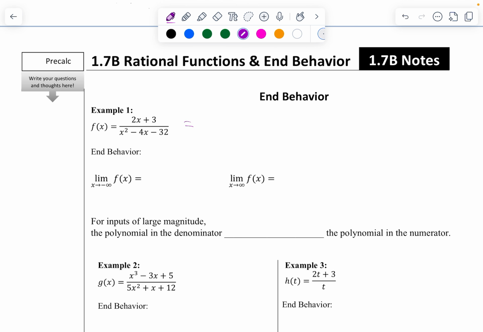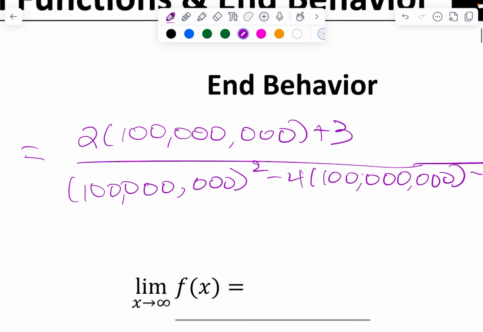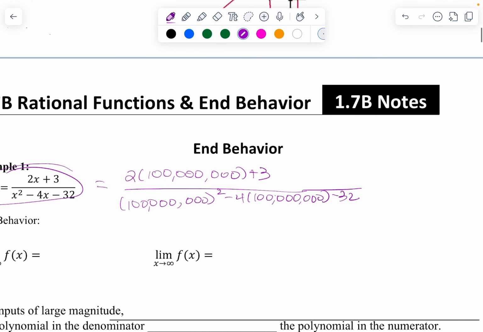So if I was looking to see what's going on with this function when x is a really, really big number, like 100 million, that's 2 times 100 million plus 3, all over 100 million squared minus 4 times 100 million minus 32.